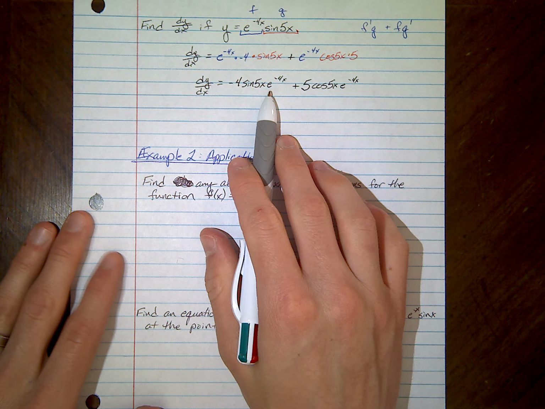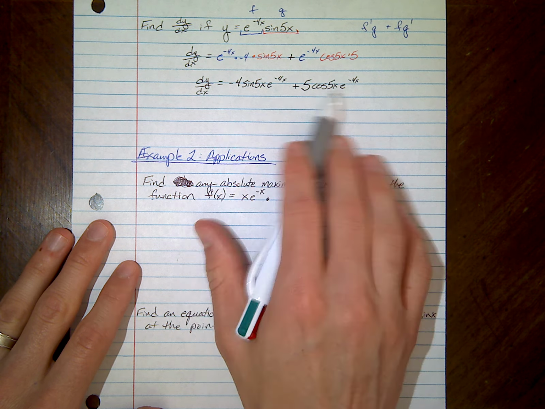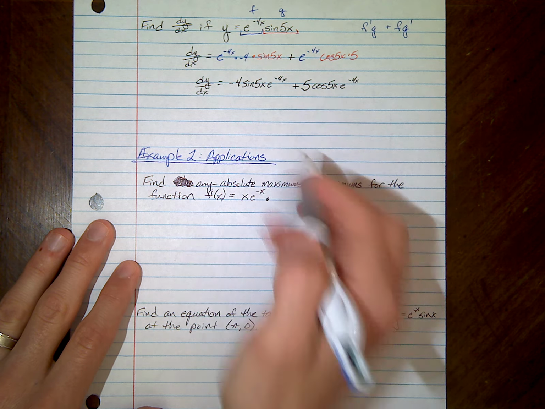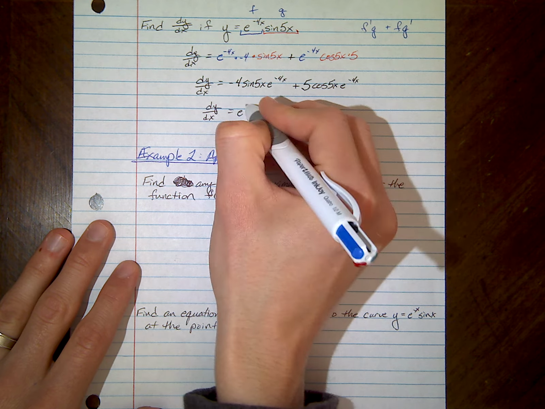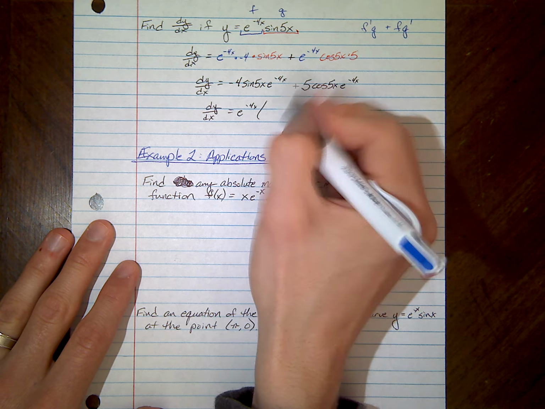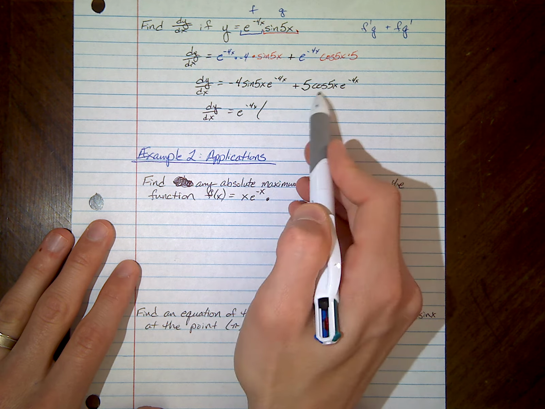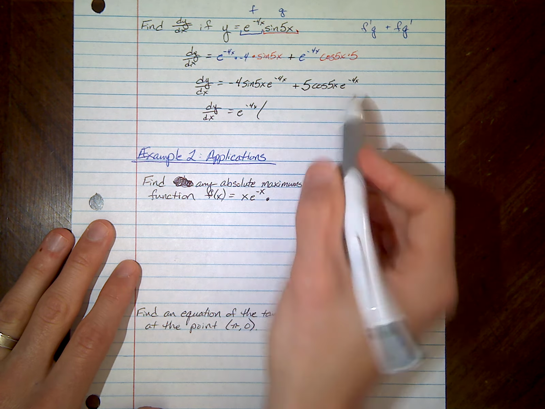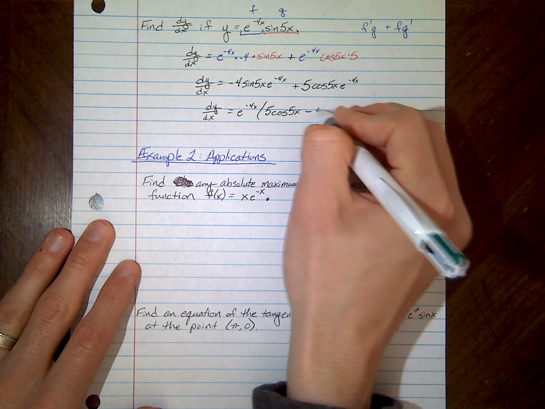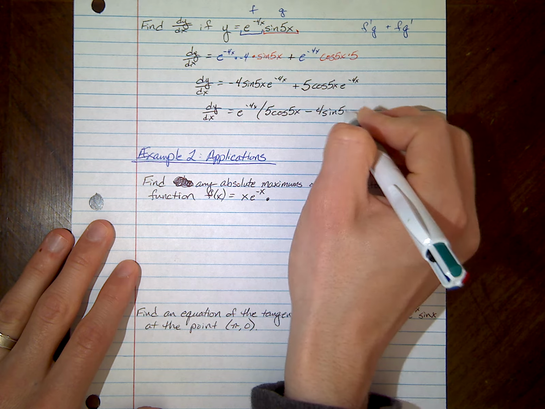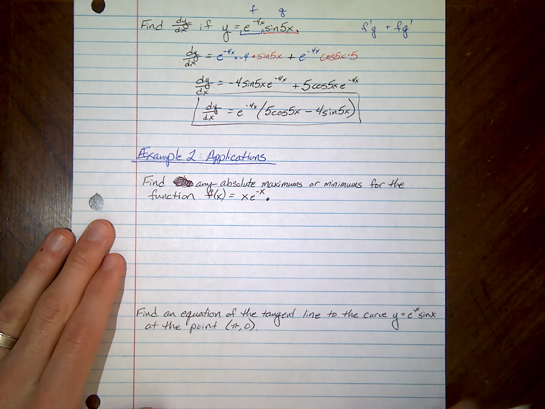Now, you can probably get away leaving it like this, but we probably would like to factor the e to the negative 4x out of both terms there. So final form here would be e to the negative 4x times the quantity, and then also probably standard to write the positive term first rather than the negative term. So 5 cosine of 5x minus 4 sine of 5x. And that would be the derivative that we would have there. Okay.